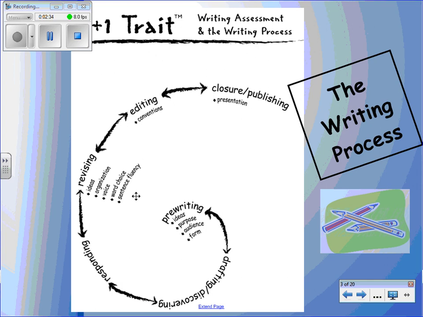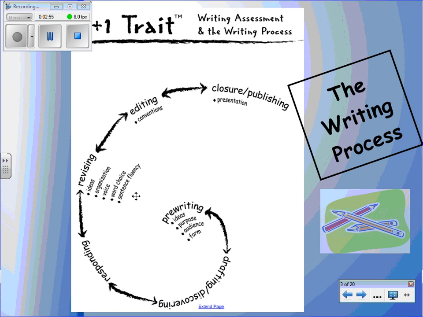you start with revising. Revising basically means that you're fixing your ideas, your organization, your voice, your word choice, and sentence fluency, which are five of the writing traits. And then you move on to editing. Editing just deals with conventions, and your conventions are basically your grammar.